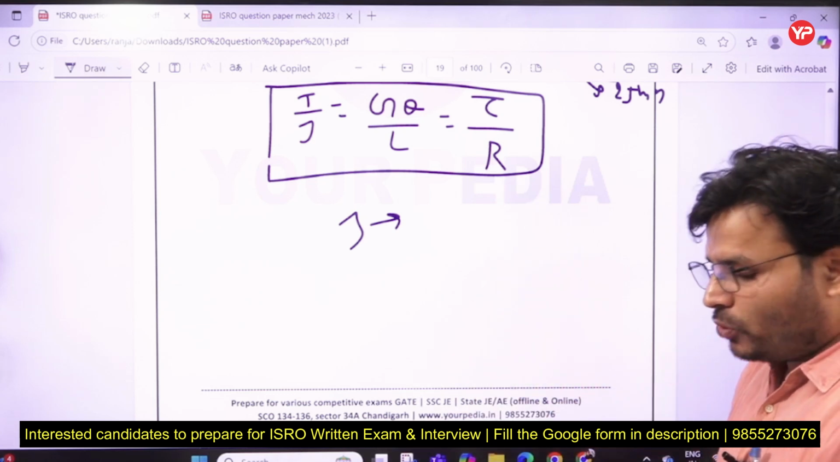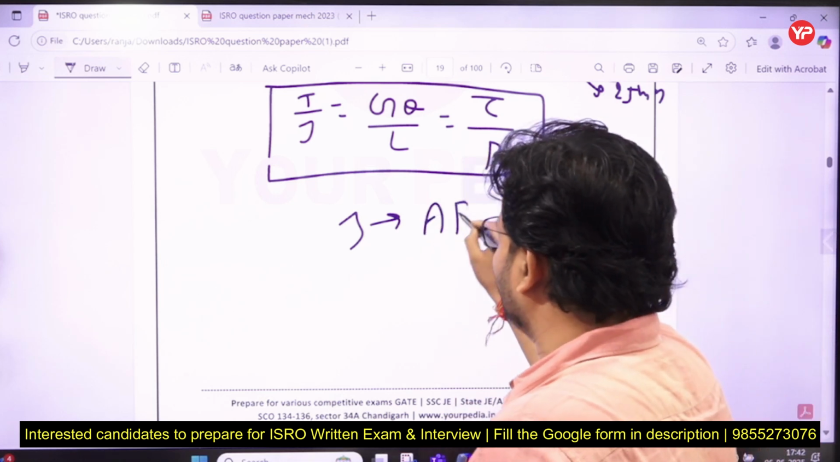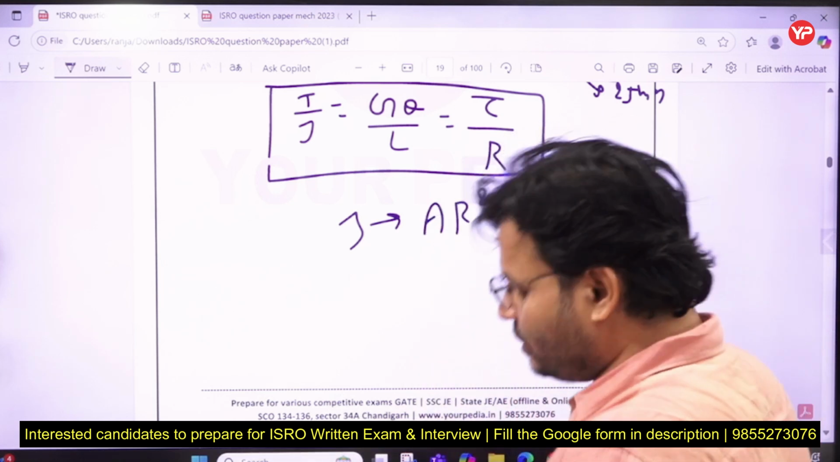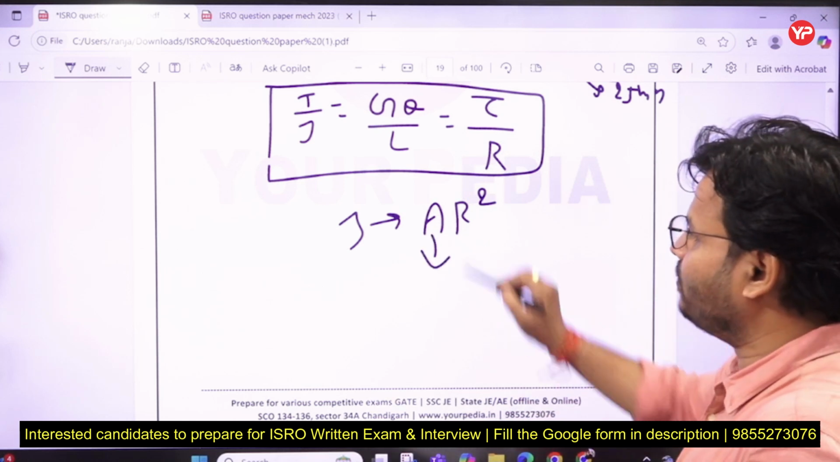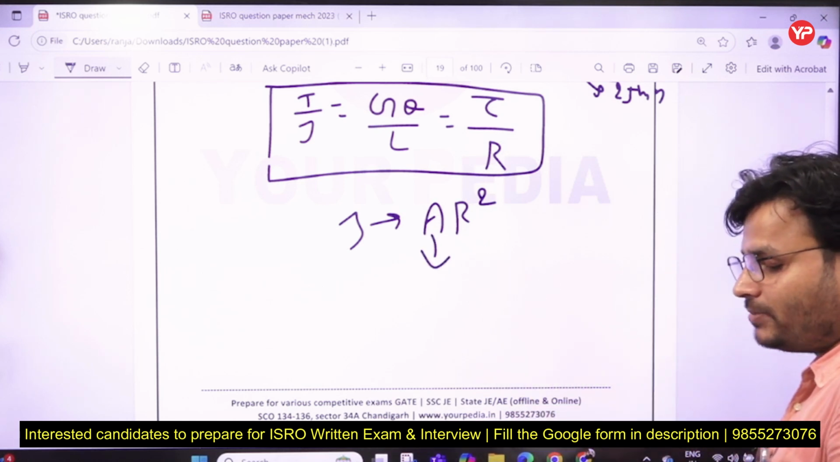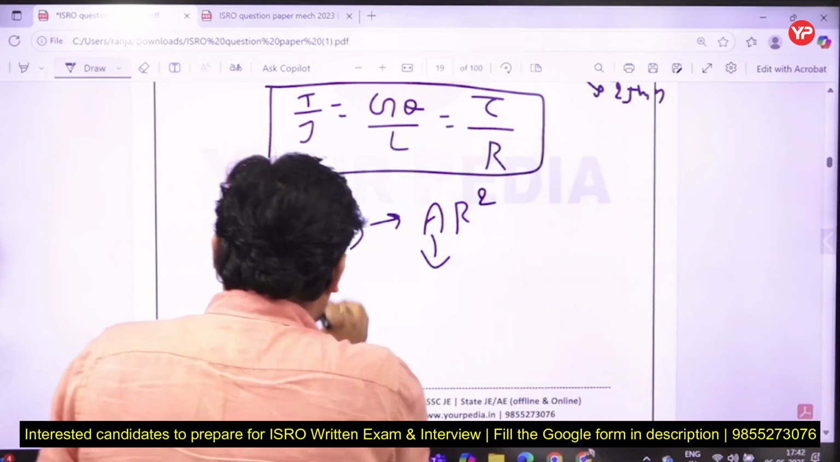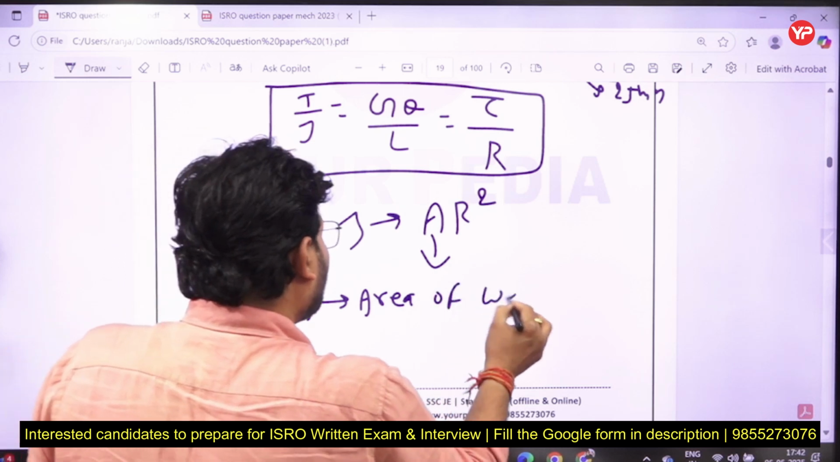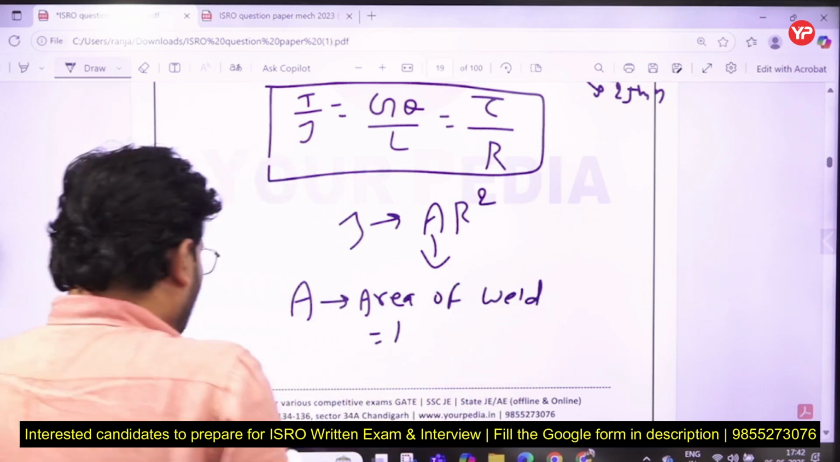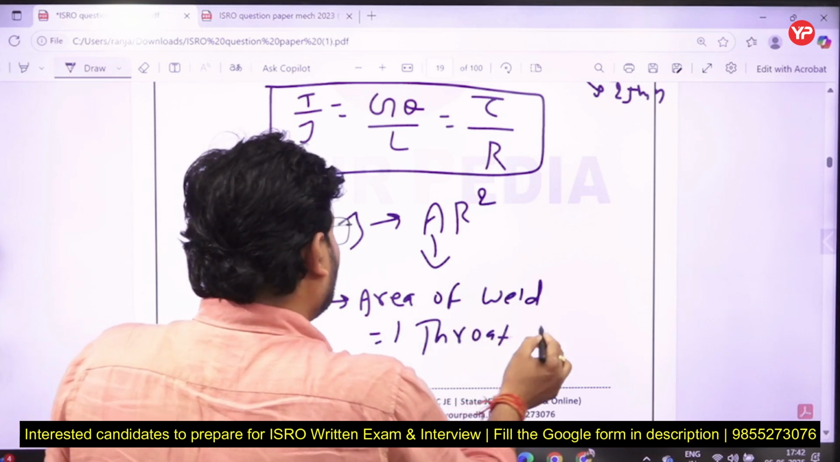So my dear friends, the polar moment of inertia for a circular ring J is given by A R square. In the question, sir, R is also known. Sir, now the question is that I have to calculate the area of the weld. So what will be the area of the weld, my dear friends? Area of the weld, A, is given by throat into weld length.